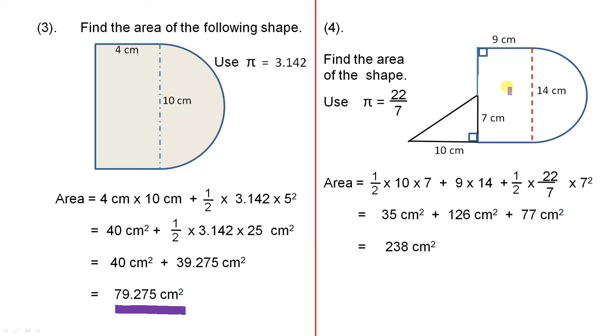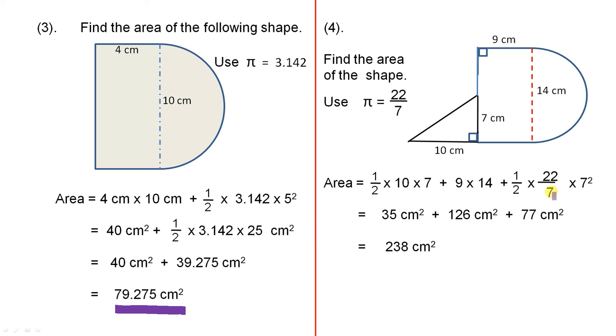The area of the rectangle will be 9 centimeters times 14 centimeters, that's there. And the area of this section here will be half pi r squared. The radius is 7, because if that's 14, the radius is 7. So that section there works out as 35 square centimeters. This is 126 square centimeters, which is the area of the rectangle. And here, half pi r squared.